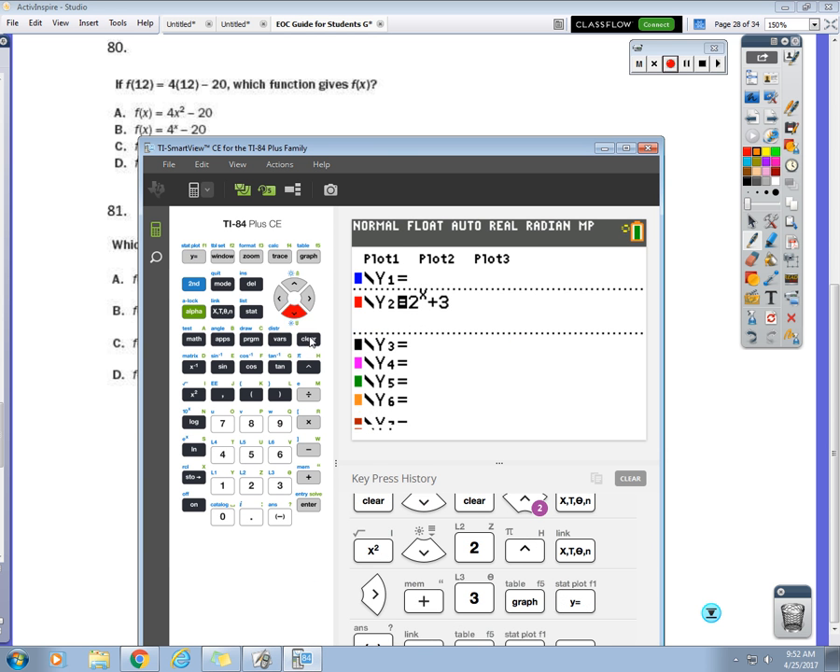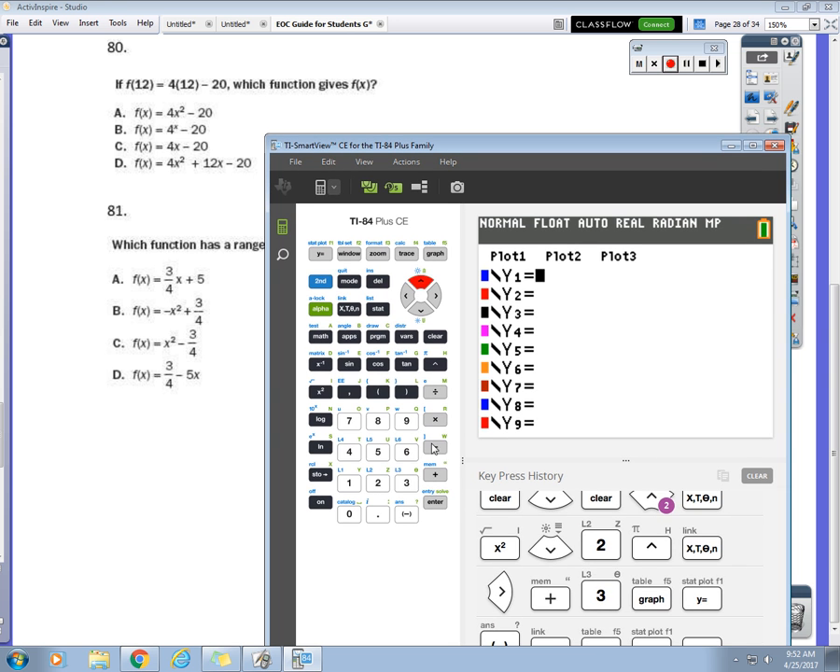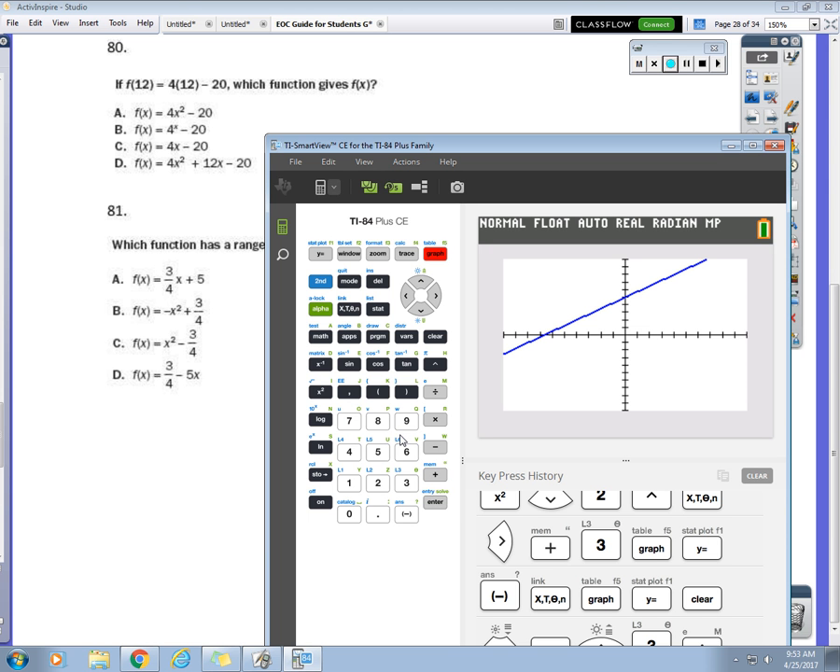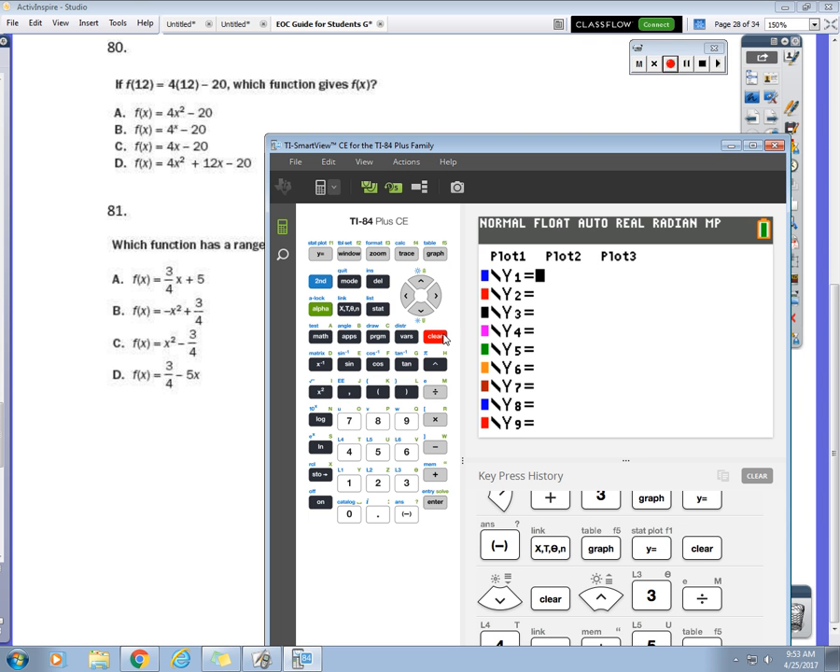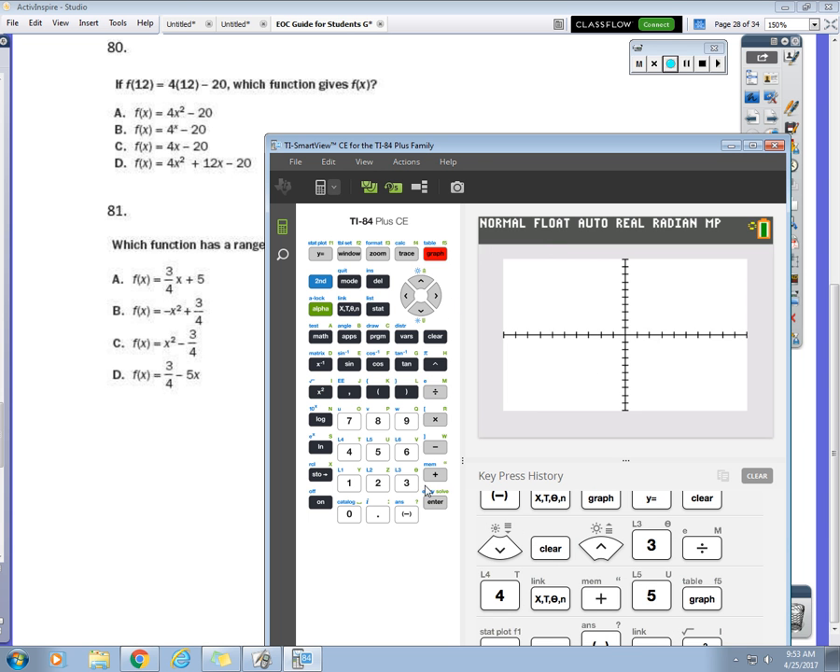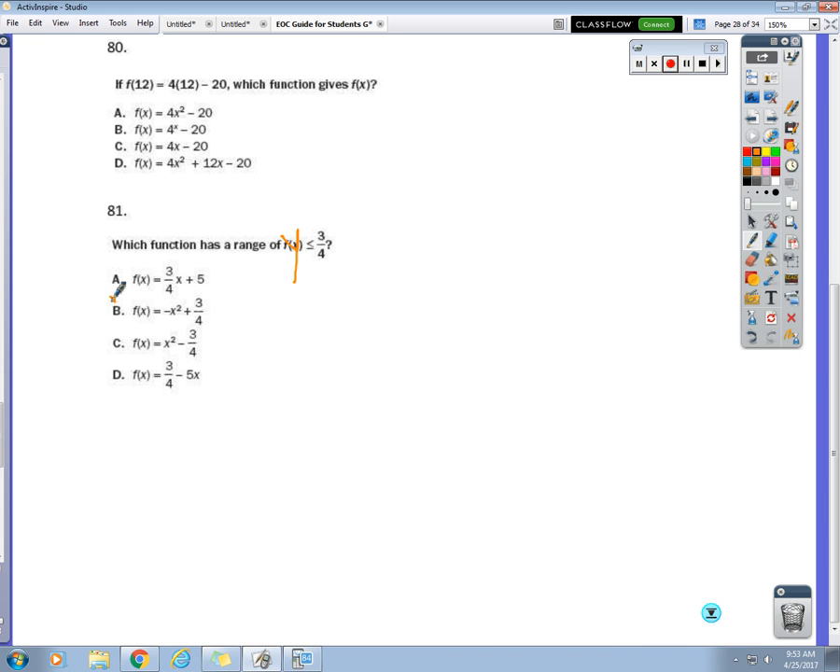Y equals 3/4 x. Pay attention, we're almost done. Focus. Plus 5. Is every single y value on that graph below 3/4 on the y-axis? No, most of them aren't. Here's 3/4 on the y-axis, so every single one of these from here up has a value higher than 3/4, so it's not A. Now let's try B. Negative x squared plus 3/4. Is every single point on that graph below 3/4 on the y-axis? So it's B. That's all you have to do.